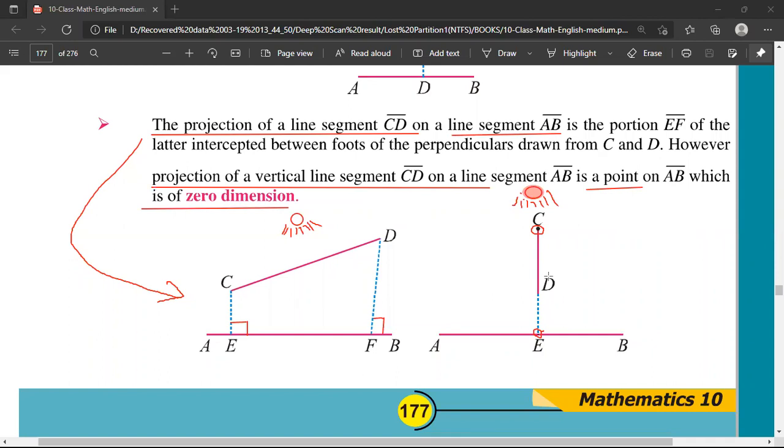So you have to learn these definitions. These are very important because from chapter number 8, only these three definitions are most frequently coming in the board exams.